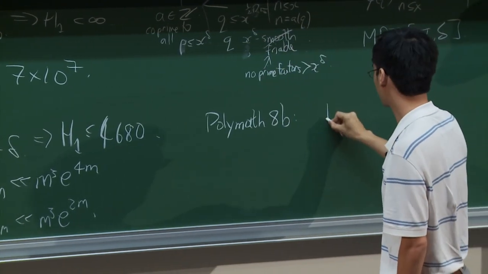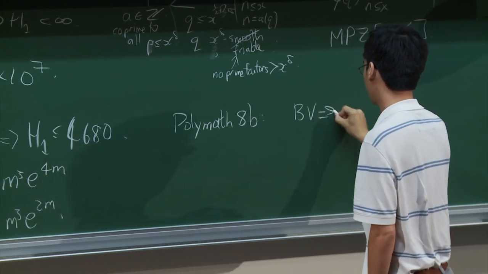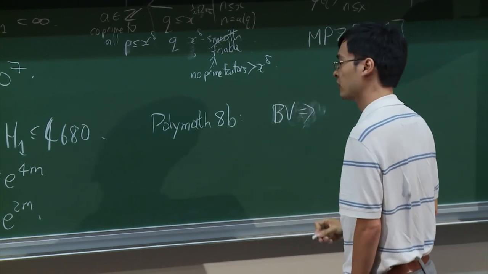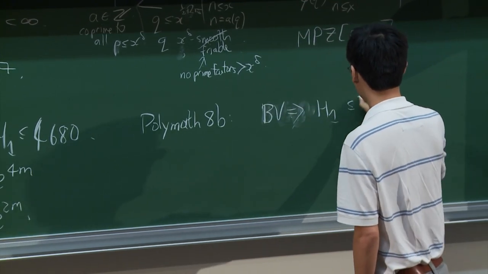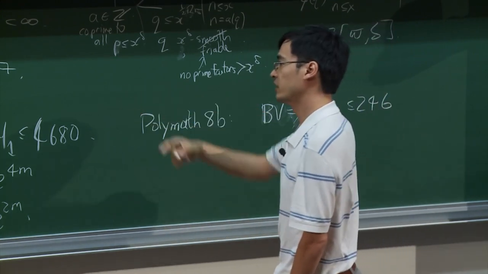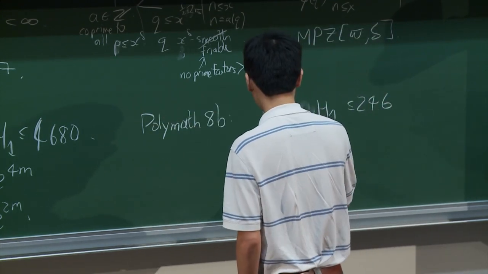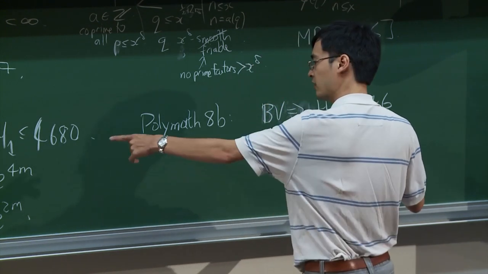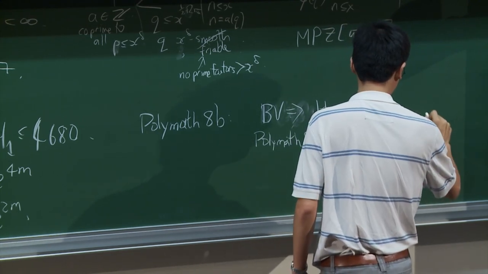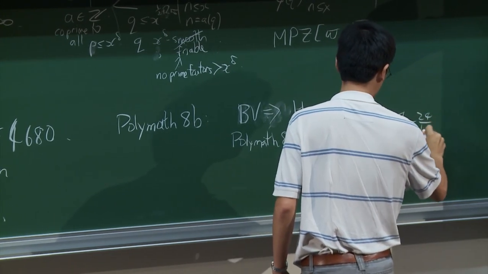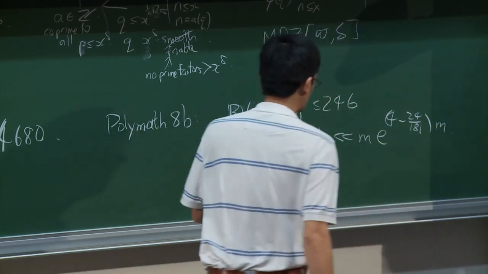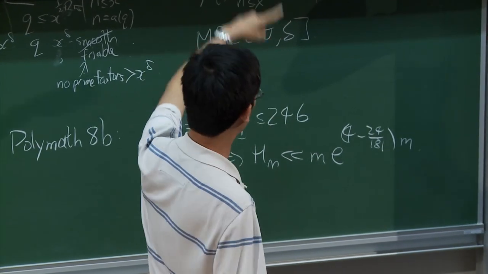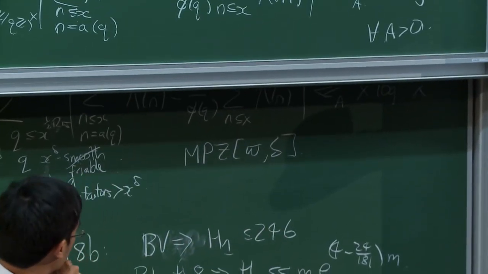What we can do now is unconditionally, just using Bombieri-Vinogradov, we can get 246. Using our previous bounds, we can improve this slightly, or you can get a modest gain. You can improve the exponent. Unfortunately, we have no way to improve the exponential loss. I mean, it should be like m log m, as I said up there, but we can only get exponential here.